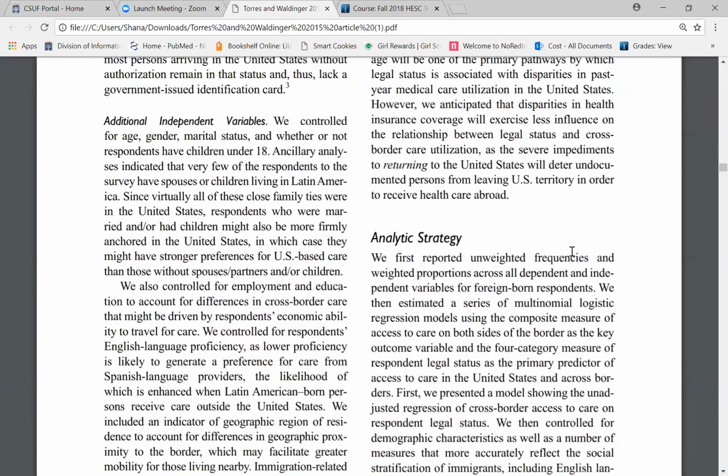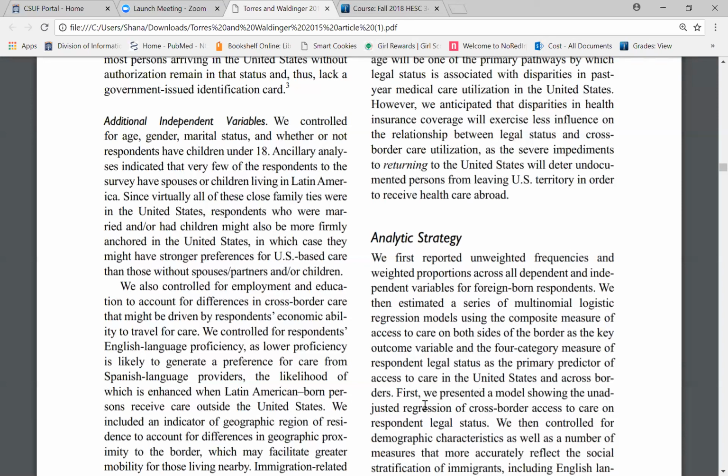First, they give the unweighted frequency. So these are descriptive statistics, right? Just so that we know what it is their variables look like. And then they mention here that they use multinomial logistic regression models. Now, that doesn't mean that that's something you have to use or know about necessarily. Logistic regression is usually at the master's or doctorate level.